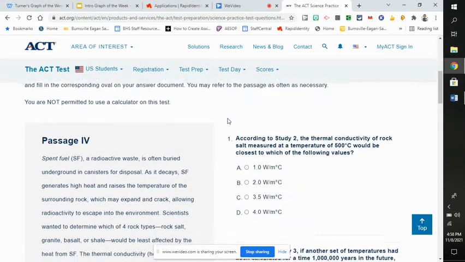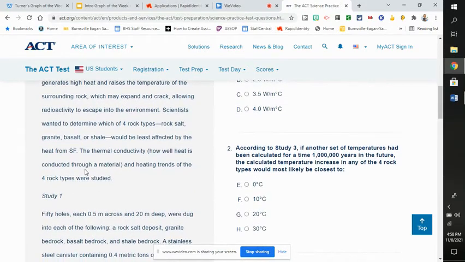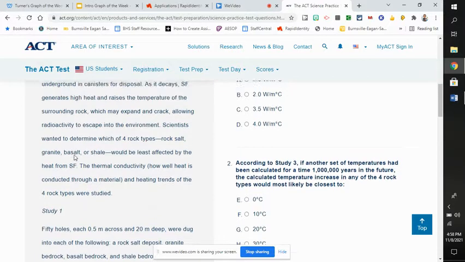So if we take a look at this first one, it's talking about spent fuel, a radioactive waste, is often buried underground in canisters for disposal. As it decays, SF, spent fuel, generates high heat and raises the temperature of the surrounding rock, which may expand and crack, allowing radioactivity to escape into the environment. Scientists wanted to determine which of four rock types, rock salt, granite, basalt, or shale, would be least affected by the heat from SF. Remember what that means?